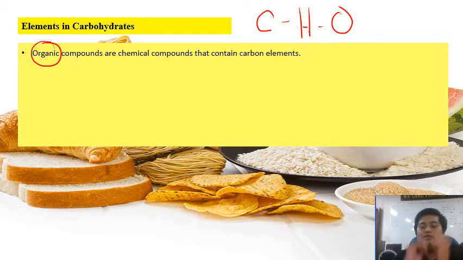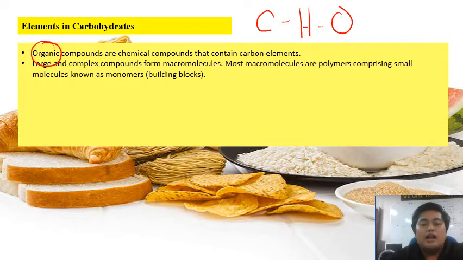Itu akan membentuk satu organic compound. Tanpa benda-benda ni, adakah dia organic compound? Tak. Okay, large and compact compound from macromolecule. Most macromolecule are polymers comprising small molecules known as monomers. Benda paling kecil kita panggil dia sebagai monomers.